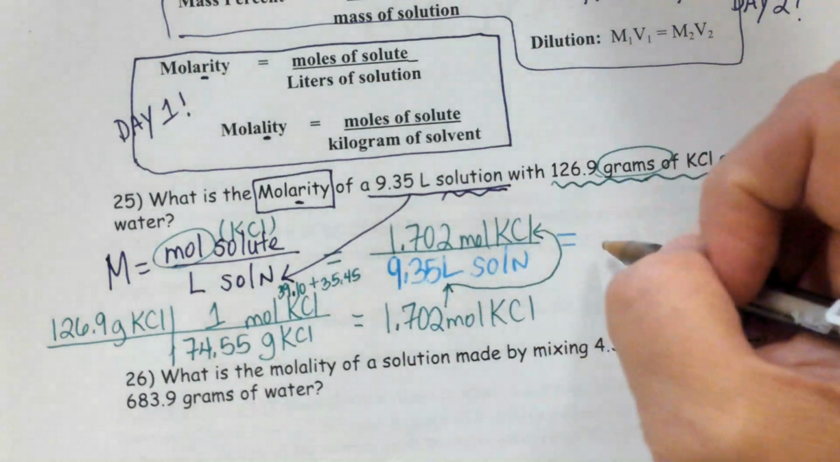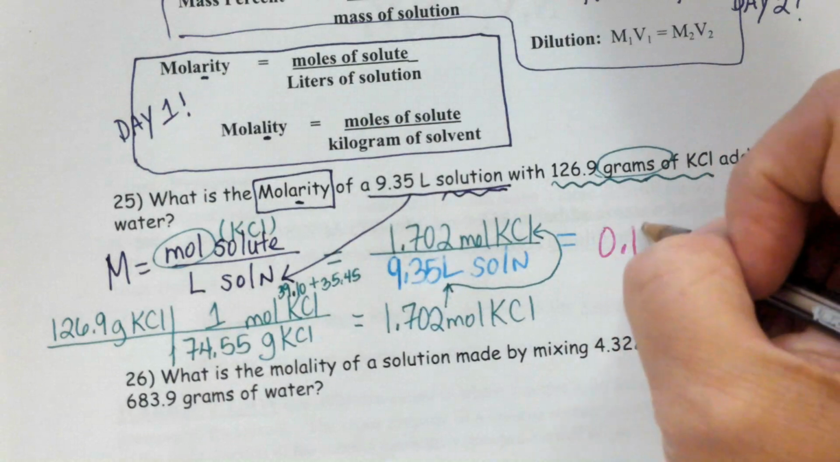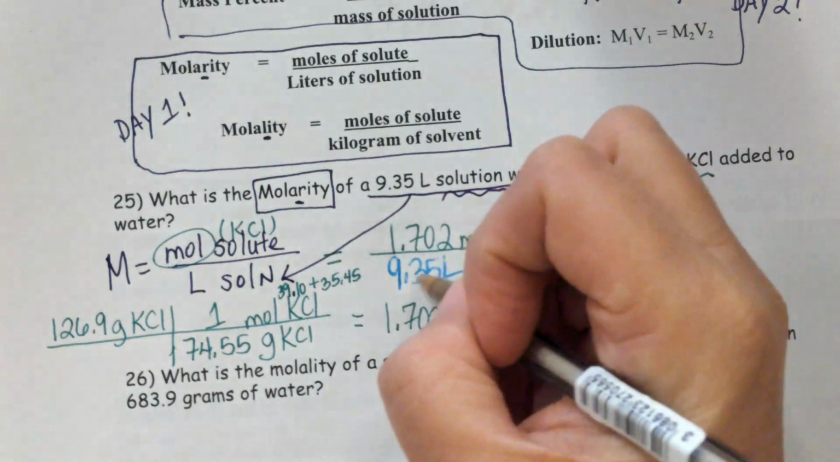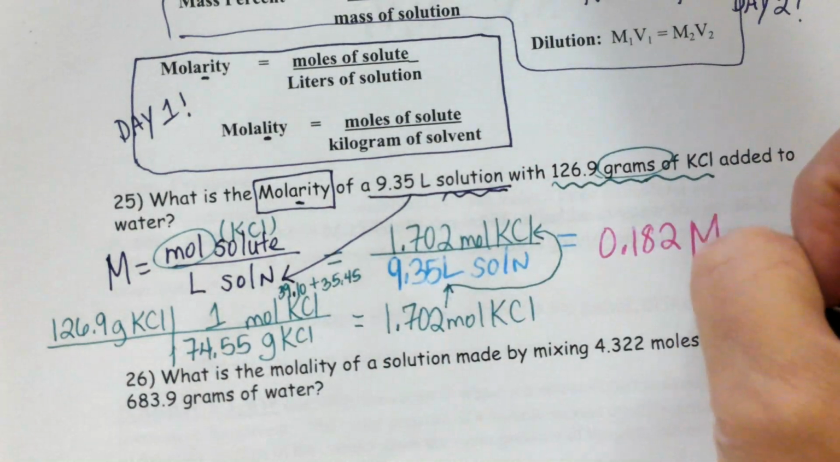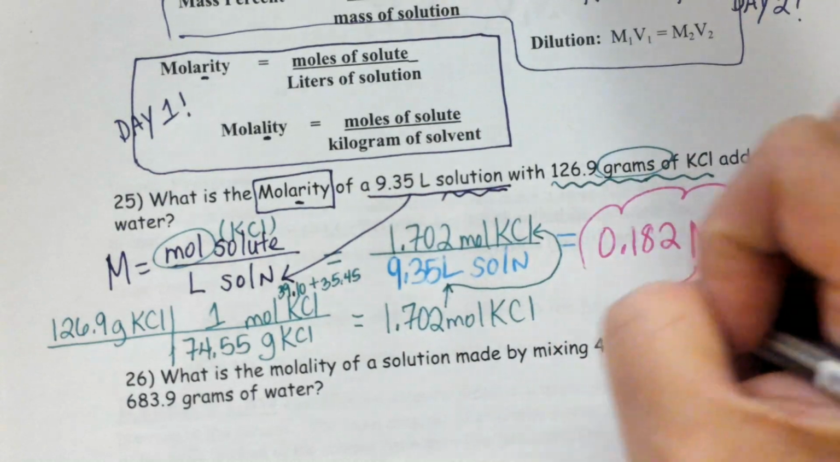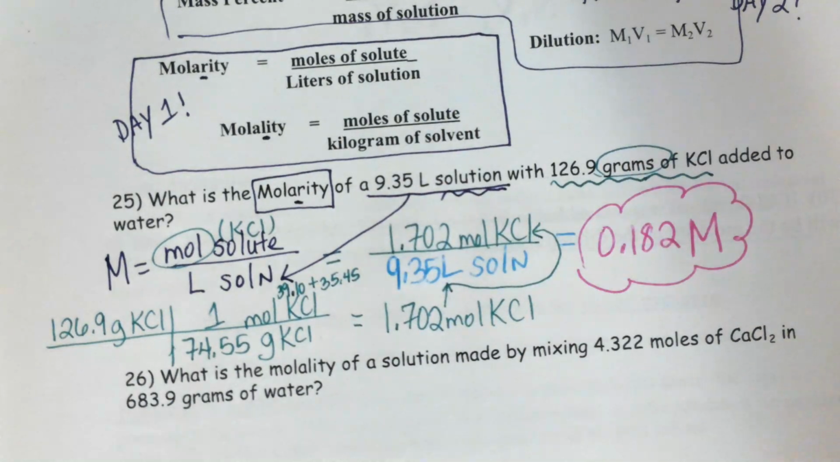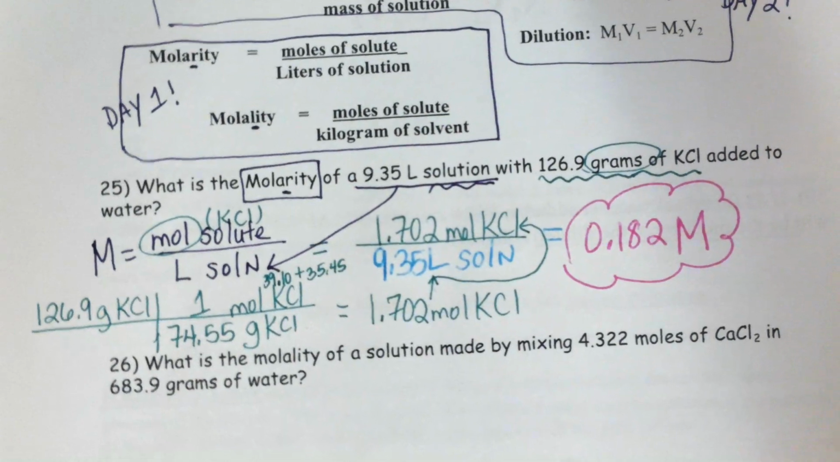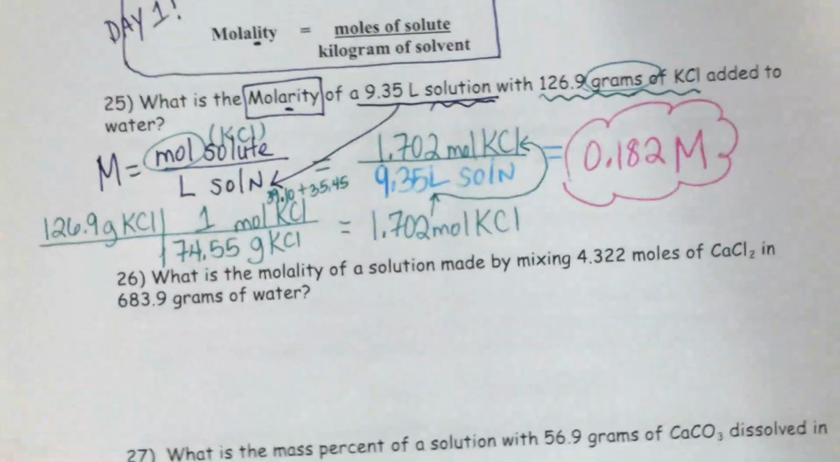We got molarity now, and that is 0.182. Why am I stopping there? Because I'm going to 3 sig figs. You could write out more of the answer and then round later, but I'm just going to get to the point here, in an effort to make these shorter so we can work on our stuff in class. All right, so that's molarity.